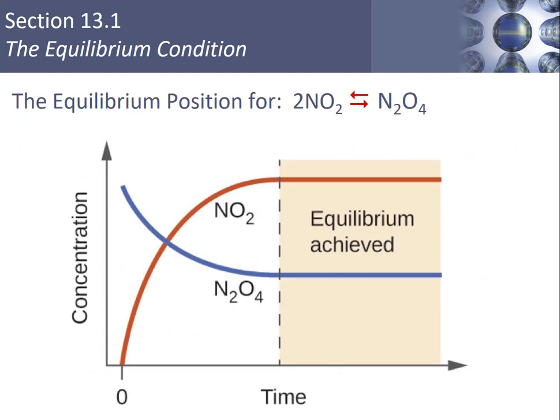So here we have a graph of concentration versus time for the reaction of nitrogen dioxide forming dinitrogen tetroxide. And it's key to understand here that our concentrations are not equal. The rate is equal. So why do I have more NO2 than N2O4? It's because of the balanced equation that we see at the top.